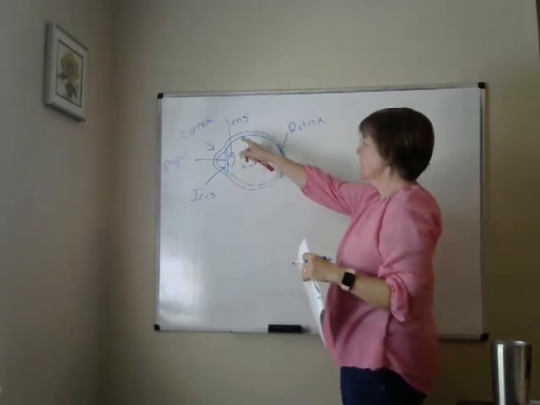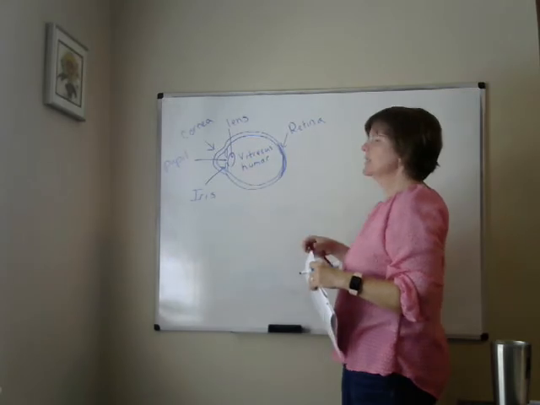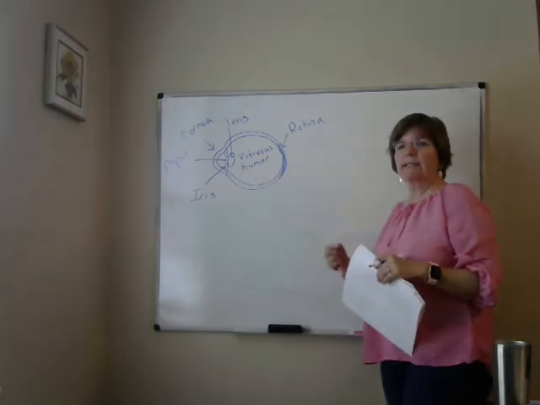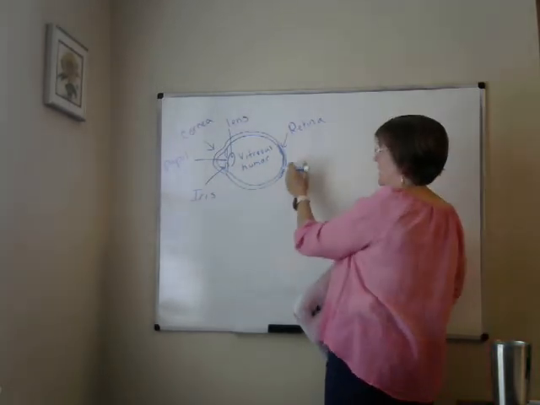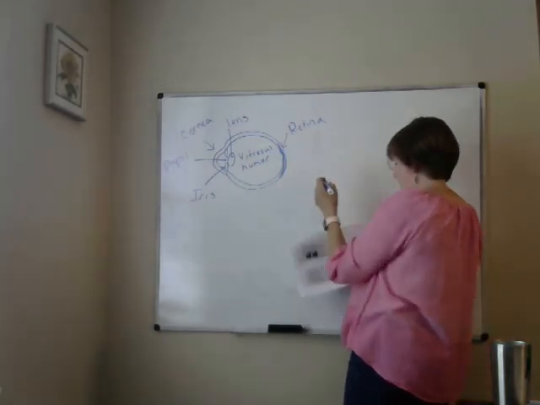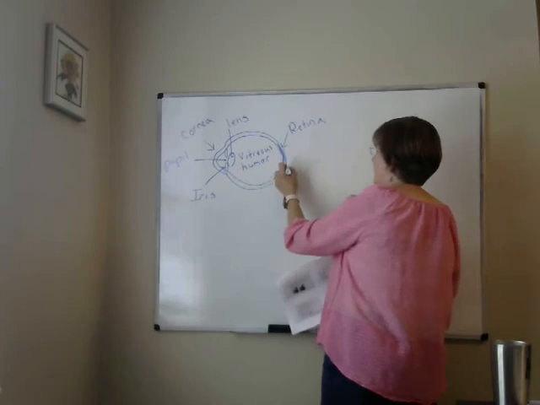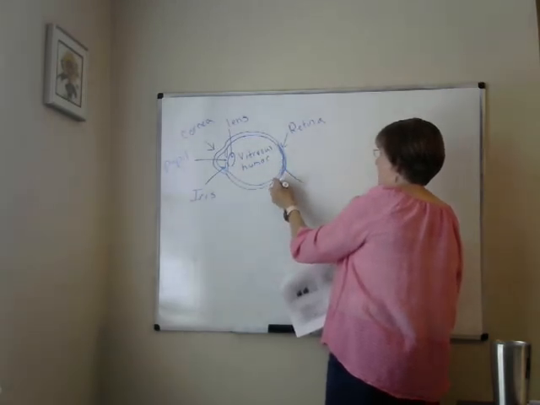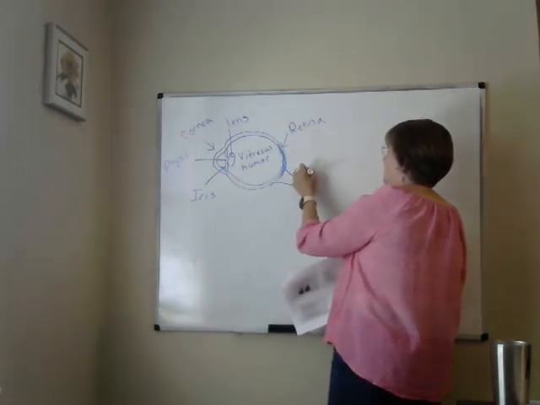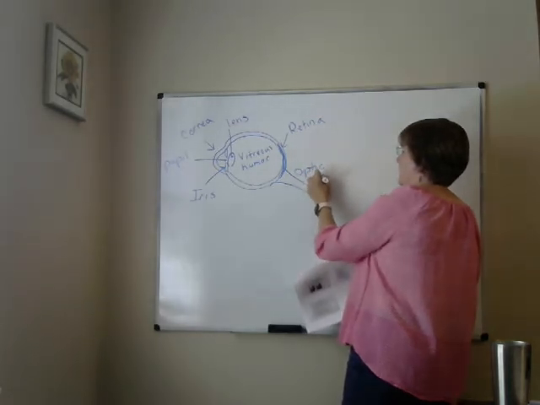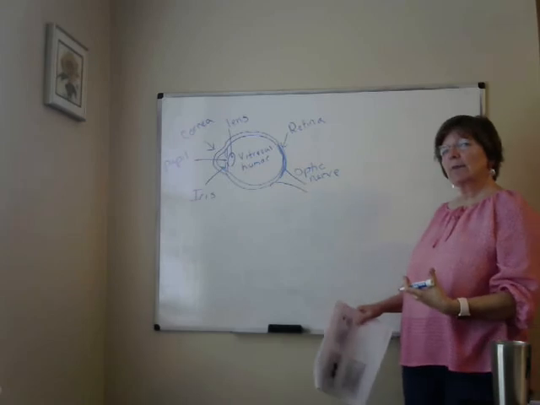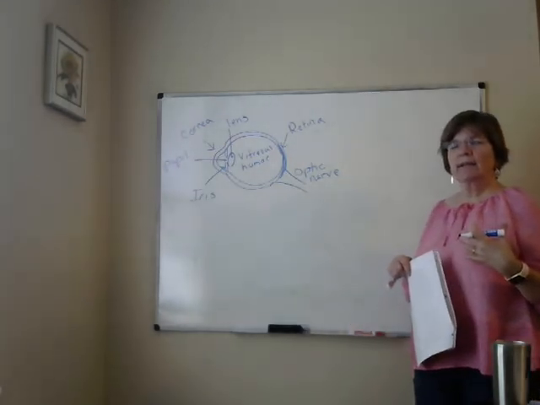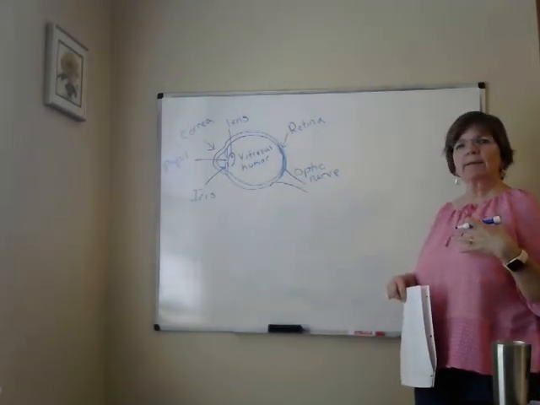All of this works together, the cornea, the lens, the vitreous humor, to act like a lens, very much like a camera lens, to focus images on the retina, which, like I said, is like the movie screen. Back here at the back somewhere, we have the optic nerve. That optic nerve takes those images from the retina and sends them to the brain, and they make pictures.